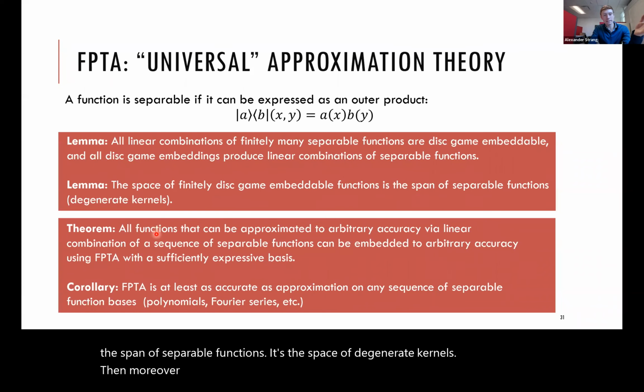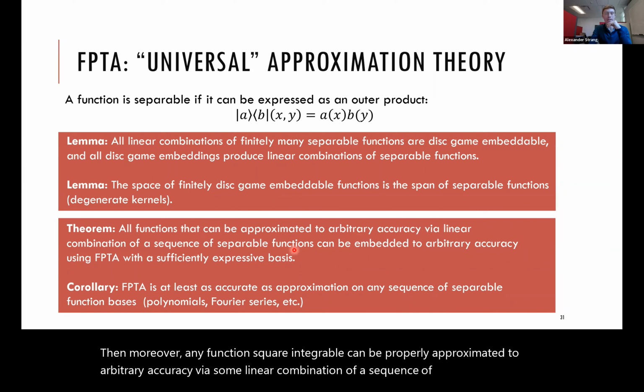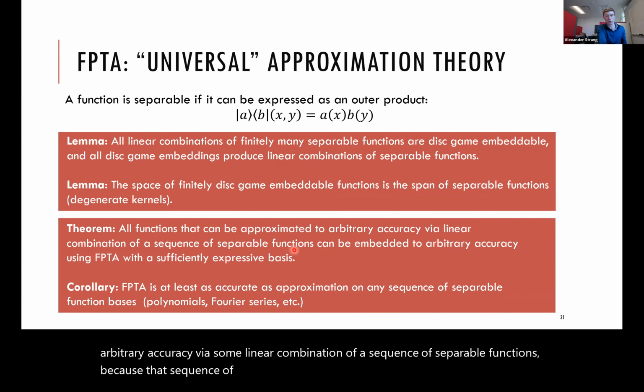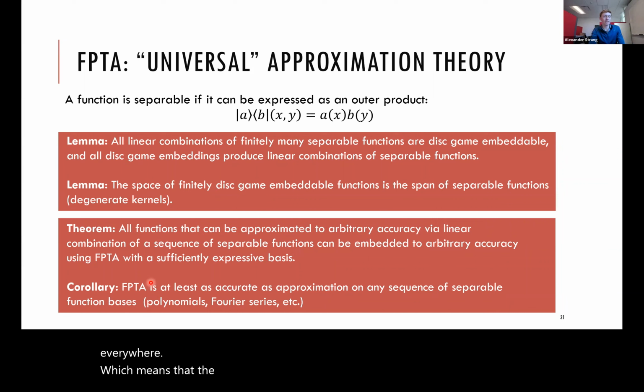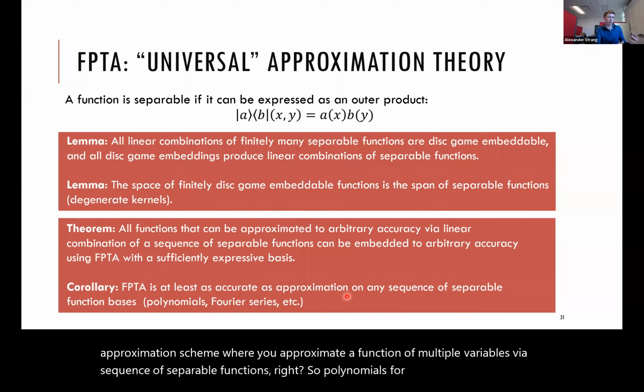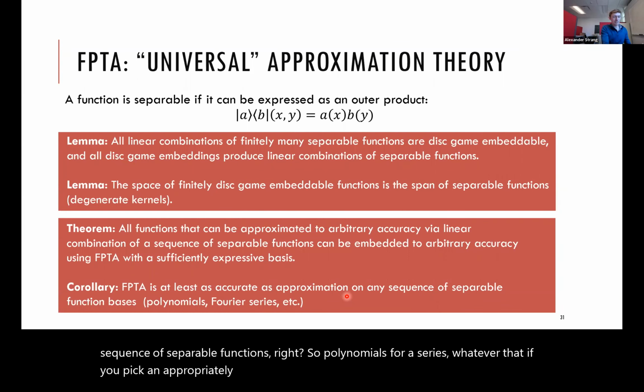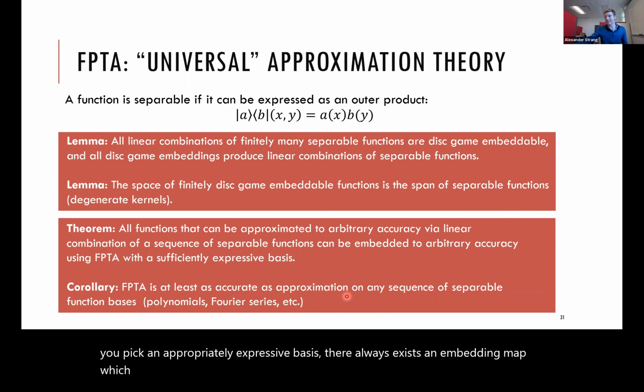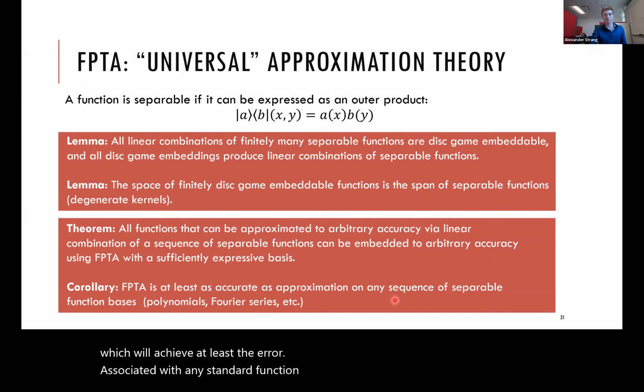Then, moreover, any square integrable function can be approximated to arbitrary accuracy via some linear combination of a sequence of separable functions, because that sequence of eigenfunctions converges to the kernel almost everywhere. Which means that this functional approach is at least as accurate as any standard approximation scheme where you approximate a function of multiple variables via a sequence of separable functions. Right? So polynomials, Fourier series, whatever, if you pick an appropriately expressive basis, there always exists an embedding map which will achieve at least the error associated with any standard function approximation scheme.